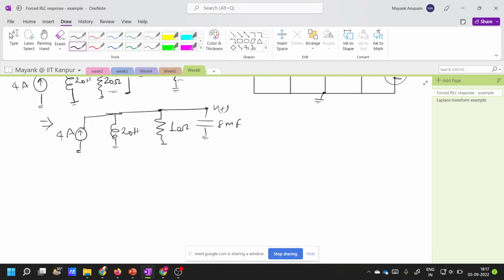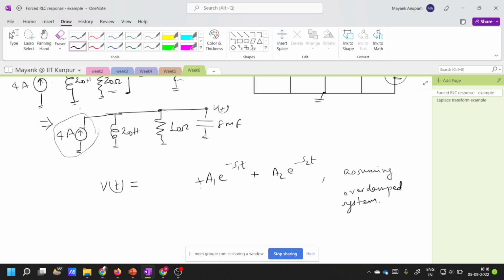So you remember that in this case, if this was not forced, if this current source was not present here, then what would happen to the response of the circuit? It would happen like this, right? V of t is equal to a1 times e to the power minus s1t plus a2 times e to the power minus s2t, right? This would have been the condition, correct? Now s1 and s2, this is assuming an overdamped system.